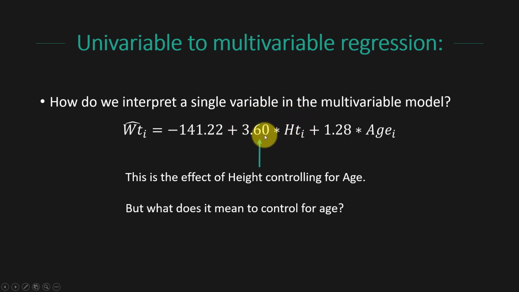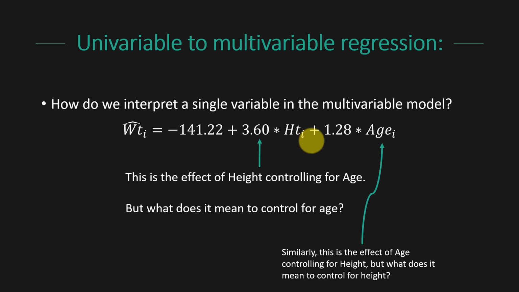So you can think about controlling for the other variable as it gives you the unique effect of one variable, or it's the effect of that variable holding the other variable constant. And we're going to talk a little bit more about what that means. But also just to point out that similarly, this is true for the effect of age. This is age controlling for height, right? So this is the effect of age if we held height constant.